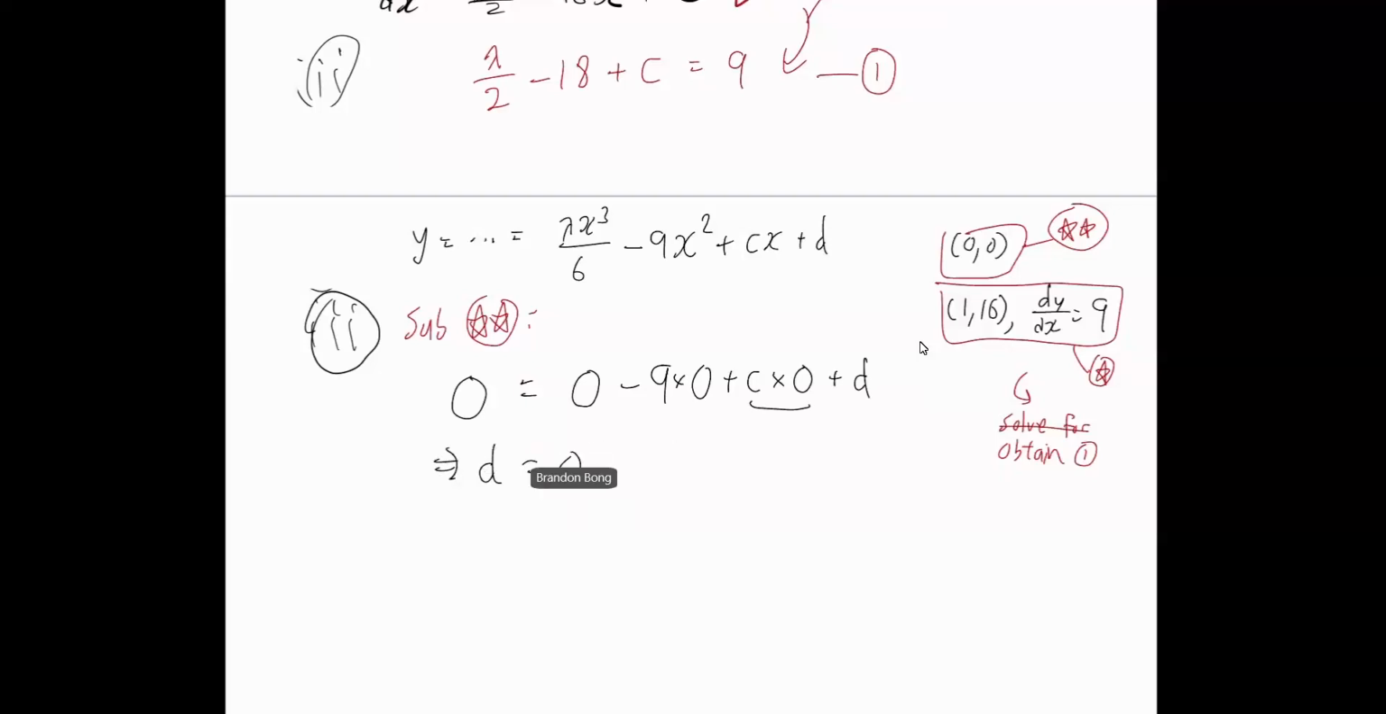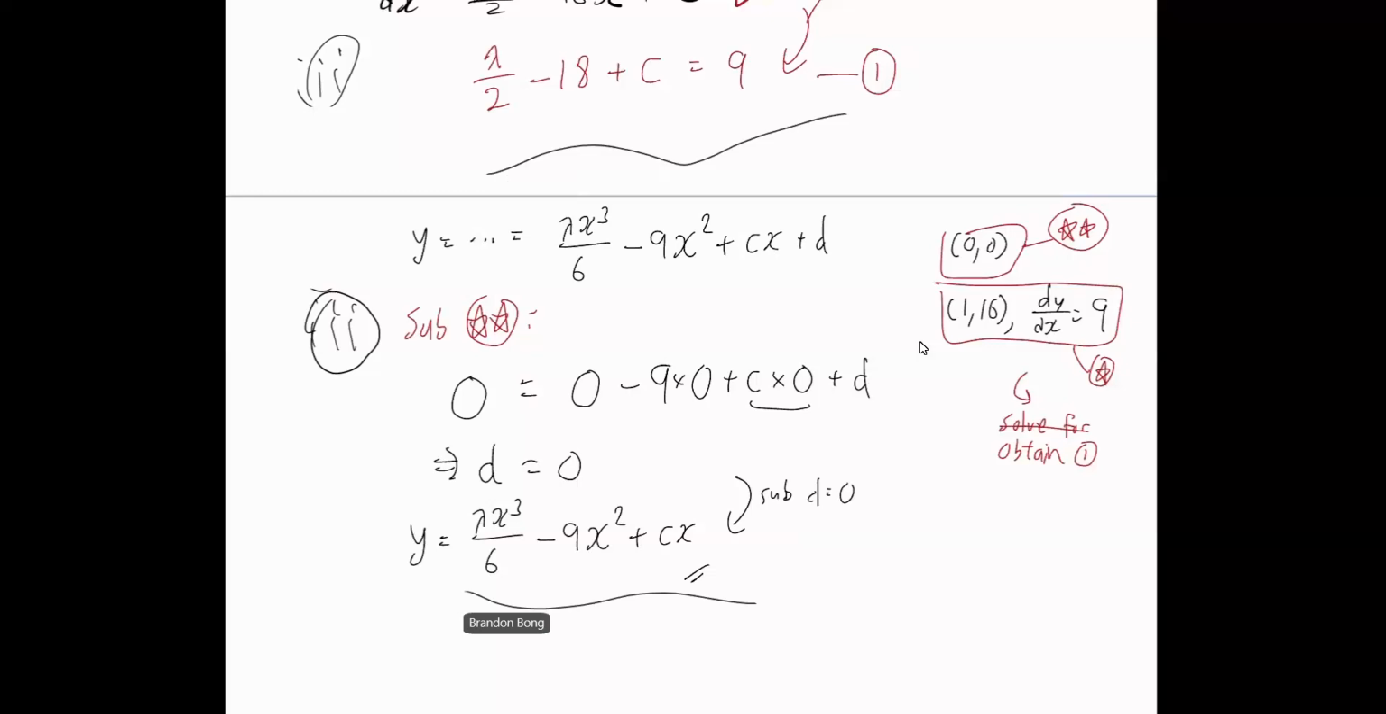So a smart way to proceed is to replace the d first. So that means that y will be equal to this, replacing the d with 0. Okay, then how? You got equation 1. Let's just write down the equation 1 first.